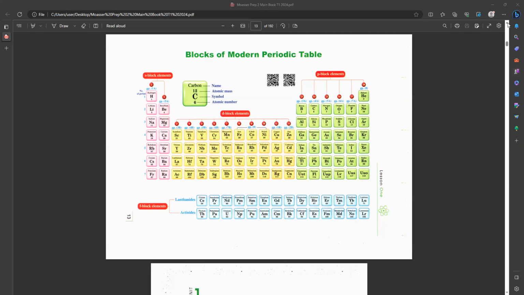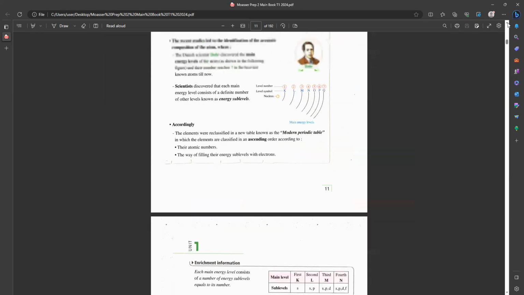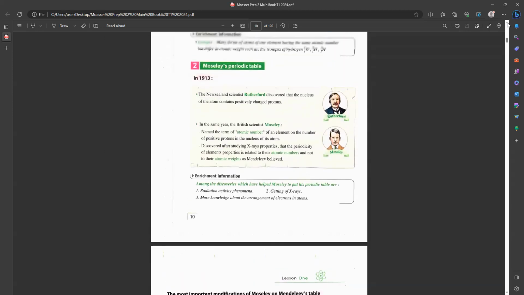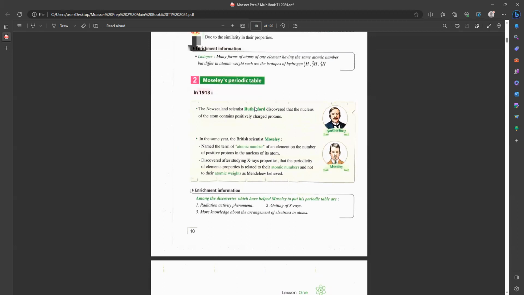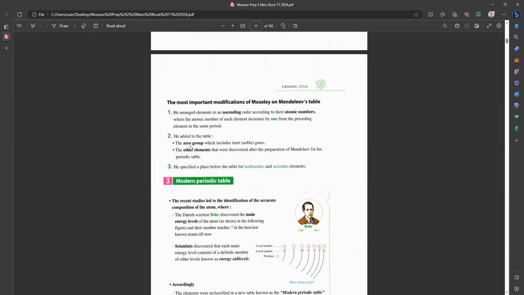This is what Moseley was putting in his table. Rutherford discovered the atom has a positively charged nucleus inside its center. Moseley arranged the elements in periods according to atomic number, using X-rays to support his study. He put the zero group on the right side of the table, and discovered the lanthanides and actinides, and put them below the table in two periods.